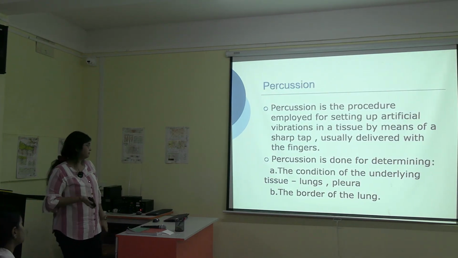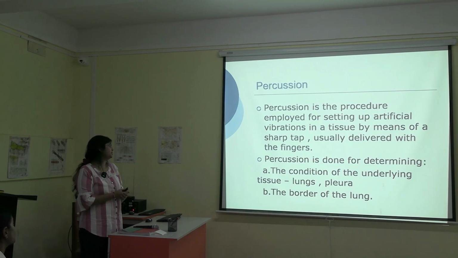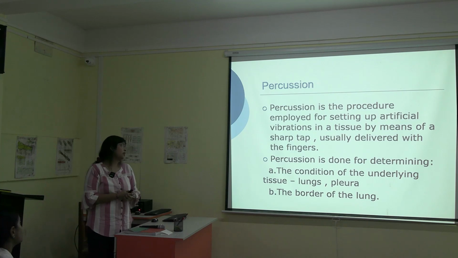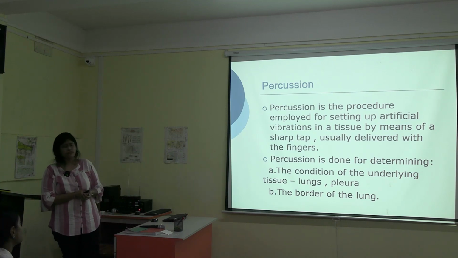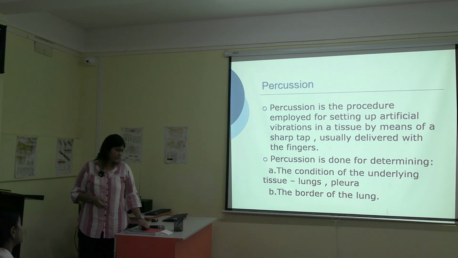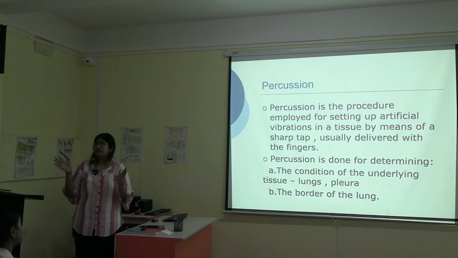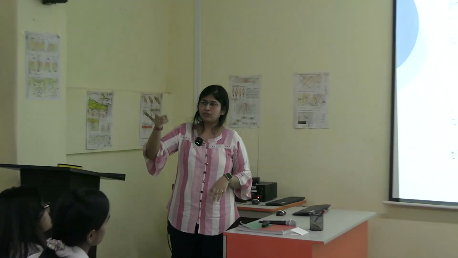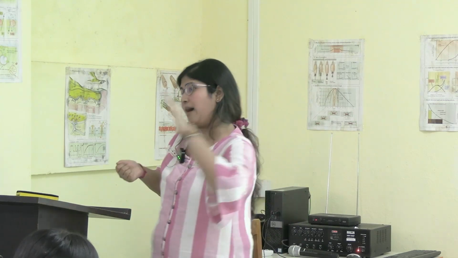Now, percussion. Percussion is the procedure employed for setting up artificial vibrations in a tissue by means of a sharp tap, usually delivered with the fingers. Too complicated. Let's do one thing. What is your dominant hand? All of you here are righties, right? Any lefties? All rights? Okay. Now you have two fingers. One is your pleximeter, one is your plexor. Your plexor is the hammer. Your pleximeter is what you hammer over.